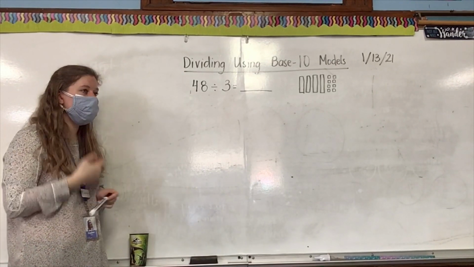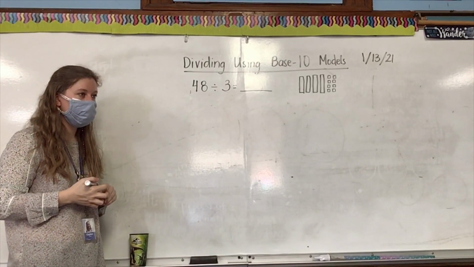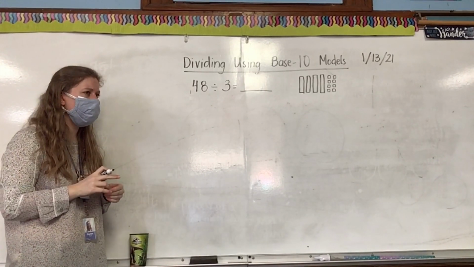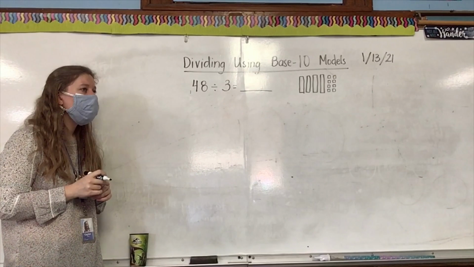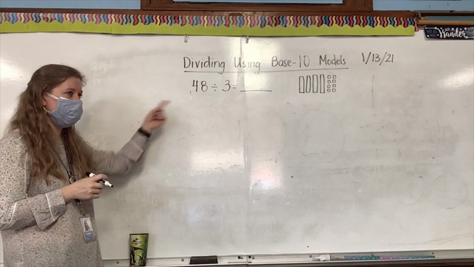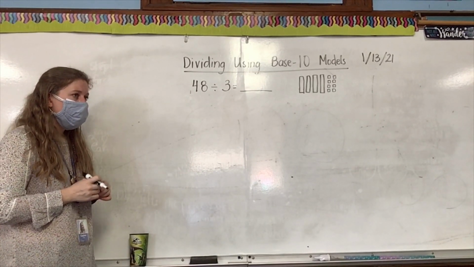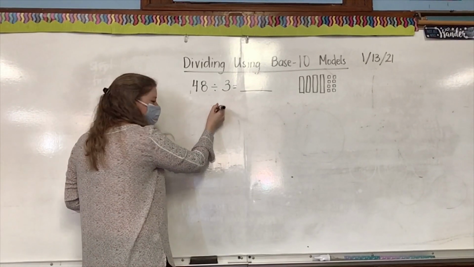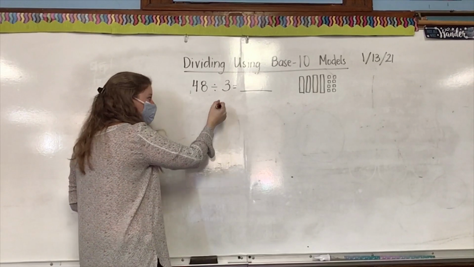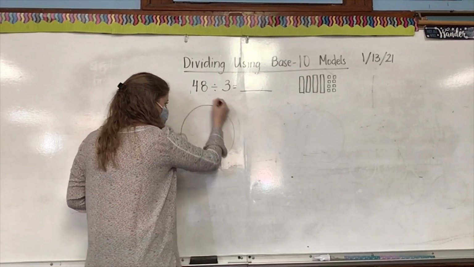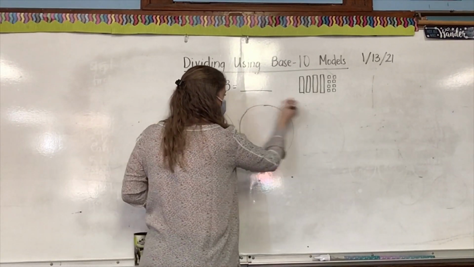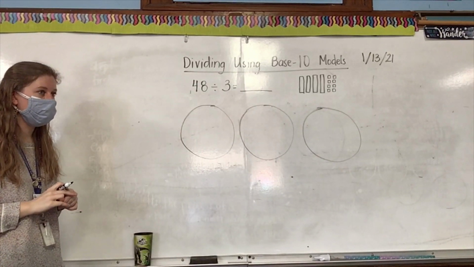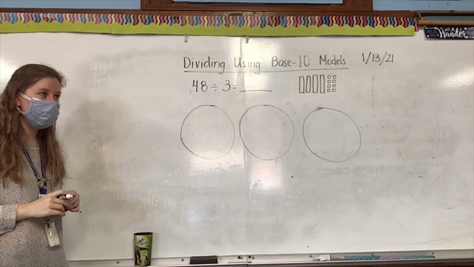So now I'm ready to move on to step 2. What is step 2? Model the group. How do I know how many groups I have? You look at the divisor. What's our divisor in this problem? 3. So how many groups do I have? 3. How do I show my groups? By making big circles. 1, 2, 3. Anything else to do in step 2? No. So what do I do next?